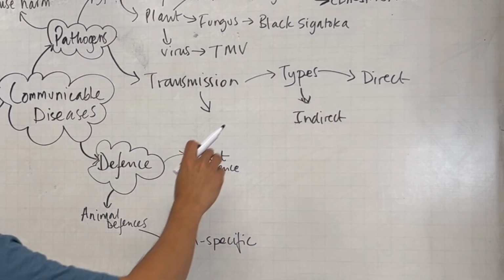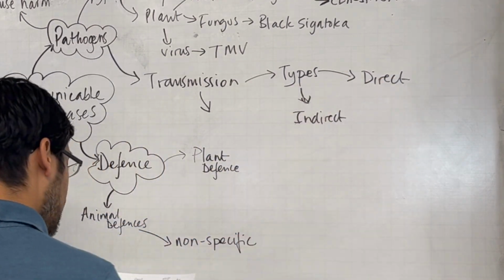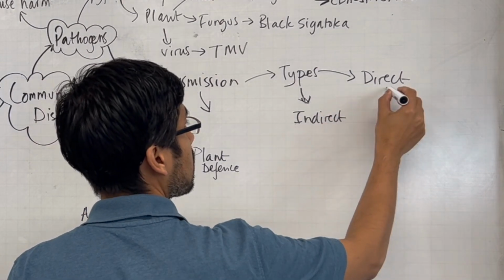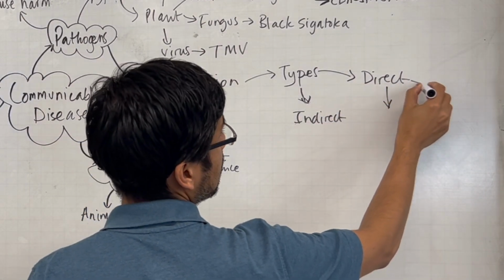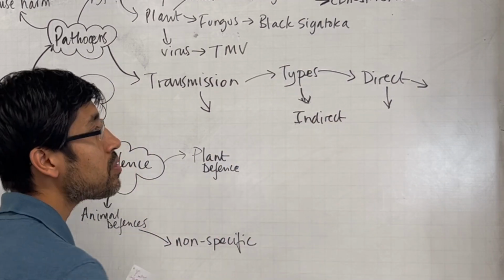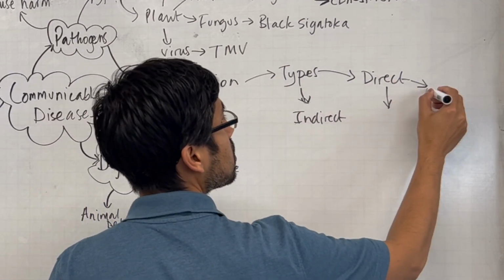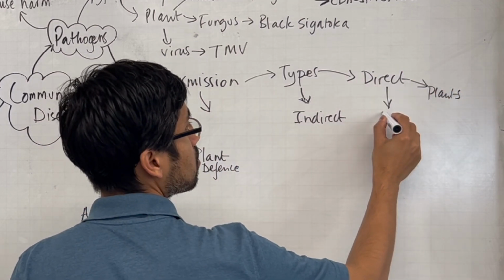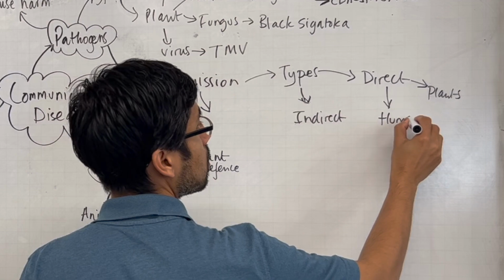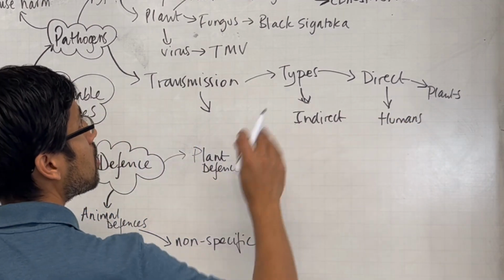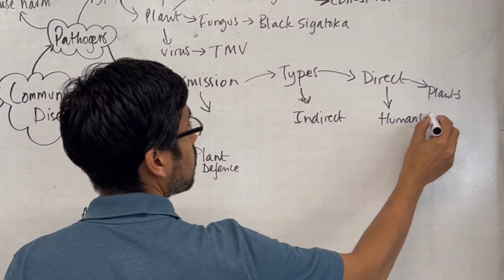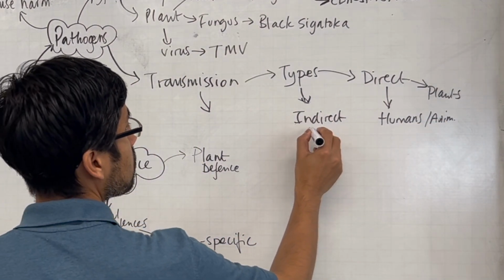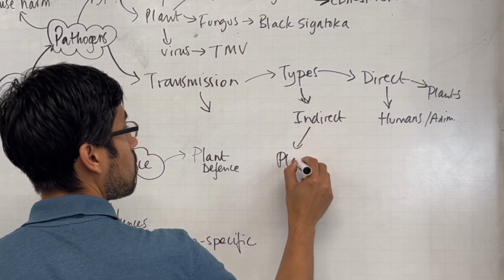Okay, so types, we've got direct and indirect, right? In terms of direct and indirect, how I would subdivide it is know the examples of direct transmission in plants, know the examples of direct transmission in humans, or animals, human/animals, all right? In terms of indirect, the same thing.